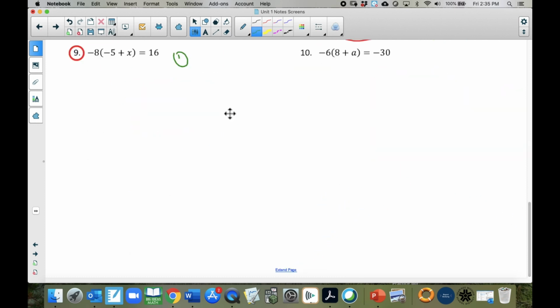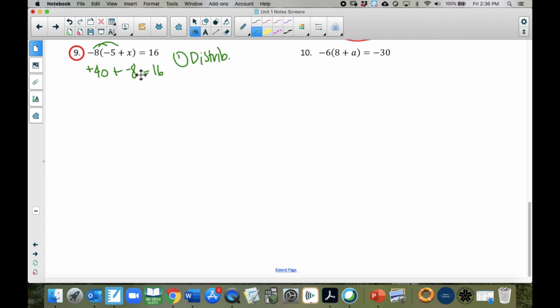So if you look at number 9, can you see what your first step is going to be? Distribution, right? So we're going to go ahead and distribute that negative 8. That's going to give me a positive 40, because a negative times a negative is a positive. And if you want to call this plus negative 8, you can, or you can just call it minus 8. They mean the same thing.